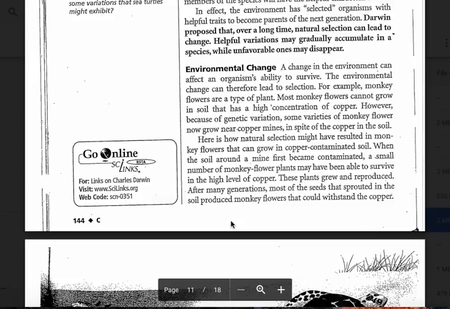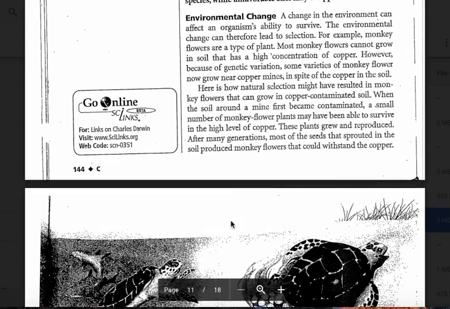When the soil around a mine first became contaminated, a small number of monkey flower plants may have been able to survive in the high level of copper. These plants grew and reproduced. After many generations, most of the seeds that sprouted in the soil produced monkey flowers that could withstand the copper.